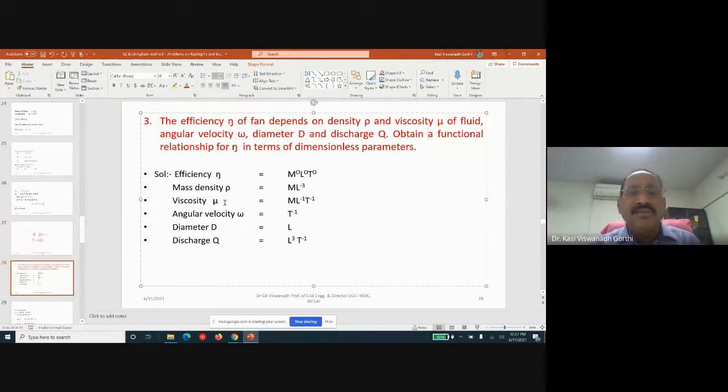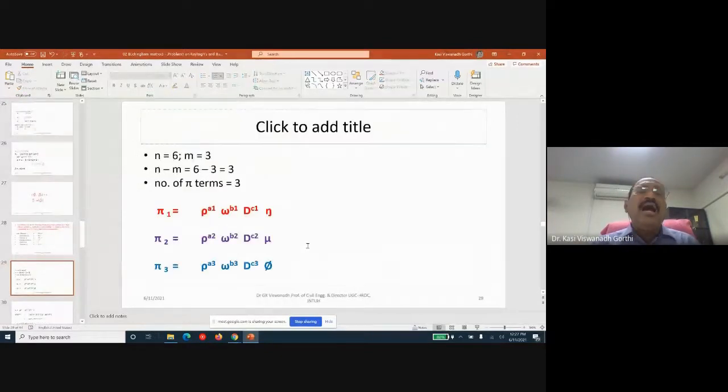Mass density, viscosity, angular velocity. So this will be something like so many revolutions per minute and speed. So T to the power minus 1, diameter. Then discharge Q, L to the power 3, T to the power minus 1. Identify how many variables are there. N is equal to 6, M is equal to 3, N minus M, number of pi terms will be equal to 3, pi1, pi2, pi3.